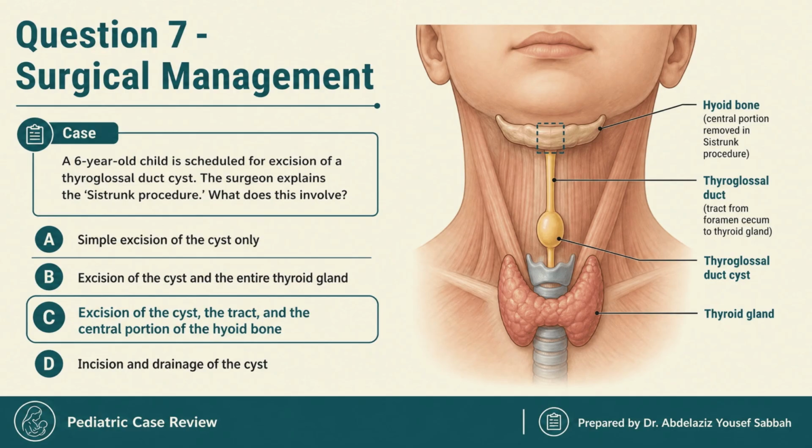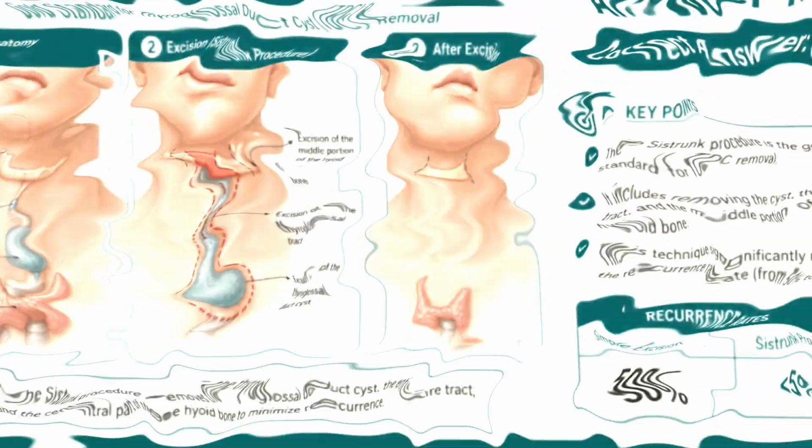Option A. Simple excision of the cyst only. Option B. Excision of the cyst and the entire thyroid gland. Option C. Excision of the cyst, the tract, and the central portion of the hyoid bone. Option D. Incision and drainage of the cyst. The correct answer is option C.